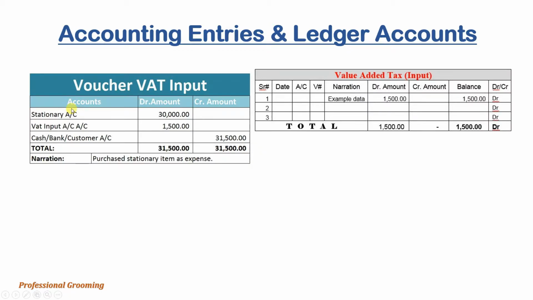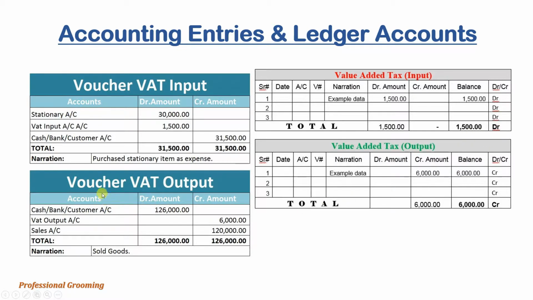First of all, we will see the VAT input voucher. We purchase a stationery item as expense for 30,000, and the value added input account is debited for 1,500. We pay this by cash, bank, or customer account as credit. As you can see here, the ledger account of value added tax input shows 1,500 on the debit side, and the balance of VAT input is 1,500 debit balance.